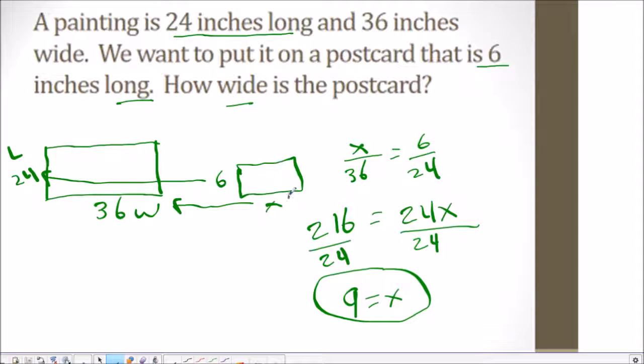We should pause and make sure it makes sense. Okay, so we're putting 9 right there. 24, 36 was bigger. We got a 6 here. 9 is bigger. So that's a good thing. The pattern holds up. That shows that we have found something proportional. That's a reasonable sounding number for a postcard. So boom, there we go. We're good.